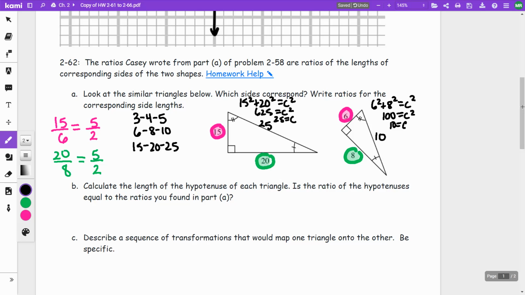And then they're asking about those ratios. So if I'm looking at these ratios, the 25 and the 10, and we want to see if they are the same. 25 over 10, I can divide by 5 and I get 5/2. So you see they are the same. So yes, the ratios are the same.